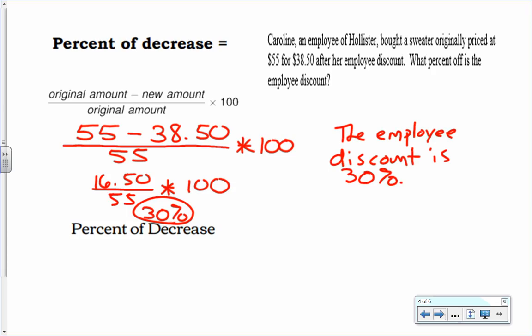The only real difference between percent decrease and percent increase is the subtraction part. In decrease, you do original minus new. In increase, you do new minus original. You still divide by the original amount in both.